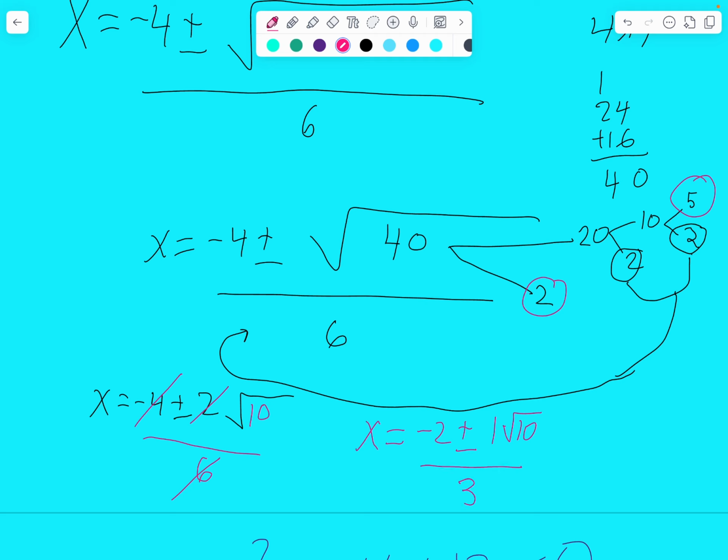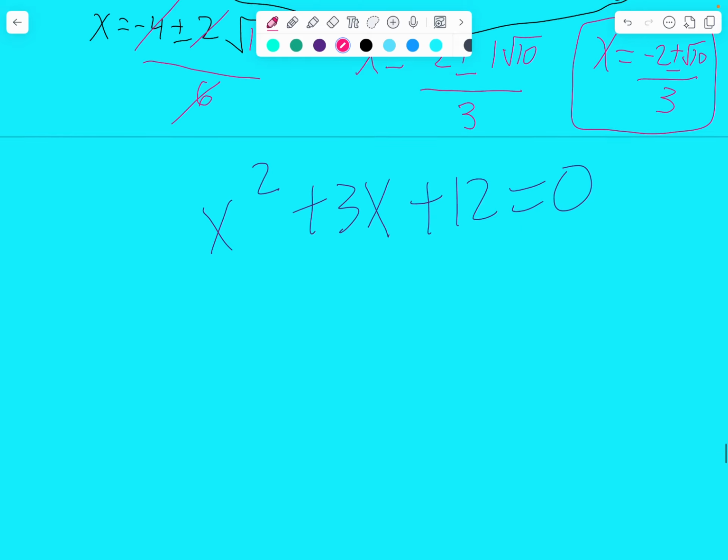Okay, so this is one way to simplify it, and the other one you could just say x is equal to negative 2 plus or minus the square root of 10 all over 3. And that is your answer, y'all. That's how you do that.